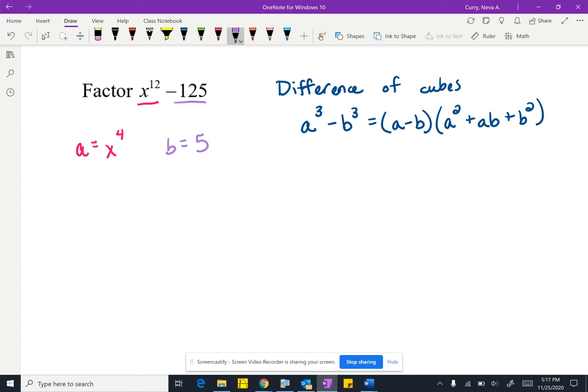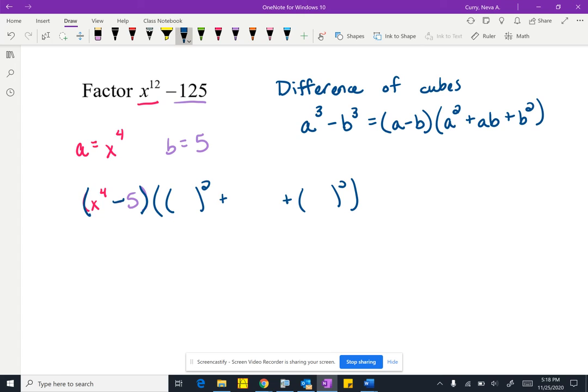Now, if we think about plugging this into the template, a minus b, so we would have x to the 4th, that's our a, and then minus our b, which is 5. This is plugging it into the template. And then I'll have something squared plus a times b, and then plus something squared.